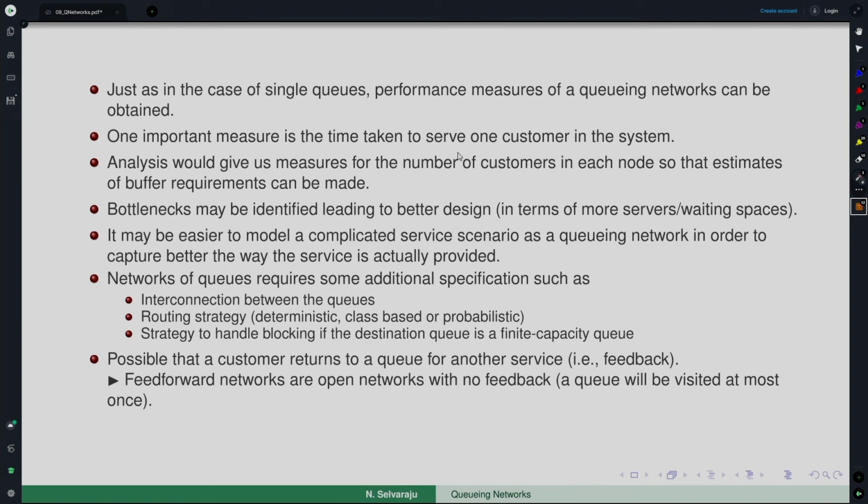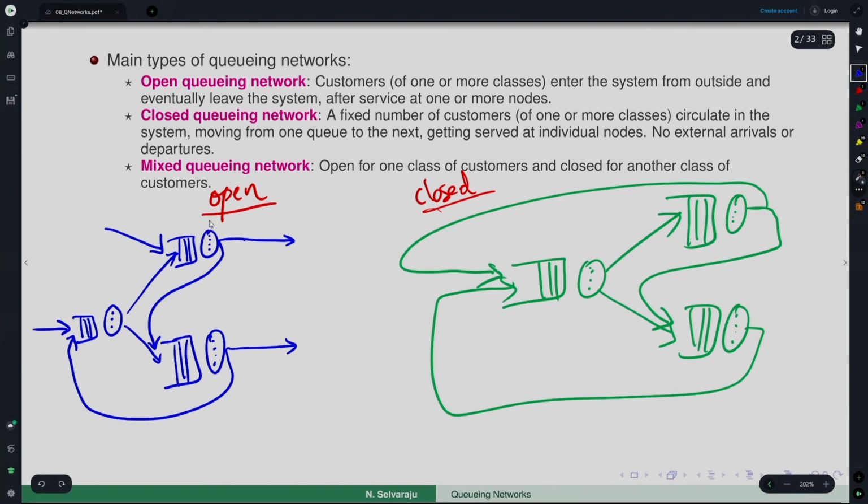So in that case, the time taken for serving one particular customer in the system is what is more relevant here, okay. The analysis would give us measures for the number of customers in each node, so that estimates of buffer requirements can be made, right, because this is what we call a single node queuing system, and so far whatever we have been studying is about this particular part, okay. We are not bothered about whether the arrivals to this system happen from here or from here and so on. Together we assume that there is an arrival process, captured by the assumption of, say, a Poisson process arrival model. So this is what we have studied.